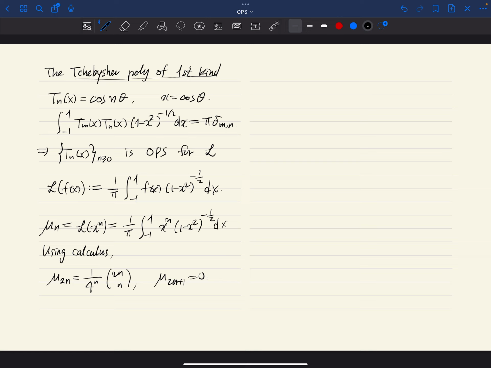We already did it. So the monic Chebyshev polynomial of the first kind is defined to be T0 is 1, but Tn is this, but this has leading coefficient 2 to the n minus 1, so it's going to be 2 to the 1 minus n for n greater than or equal to 1.